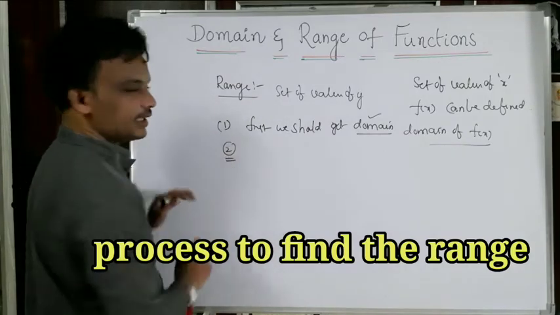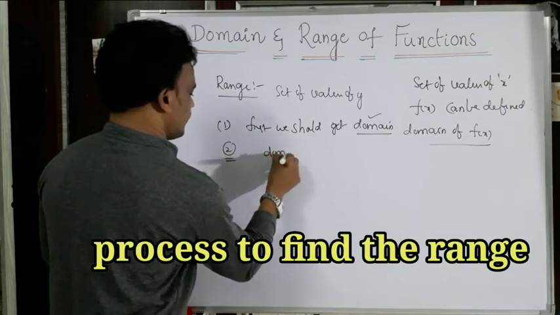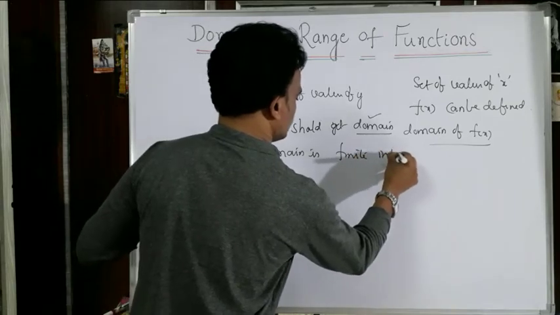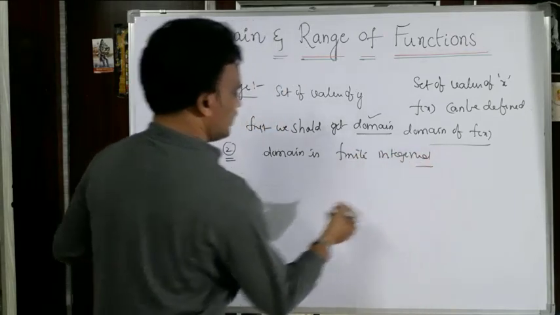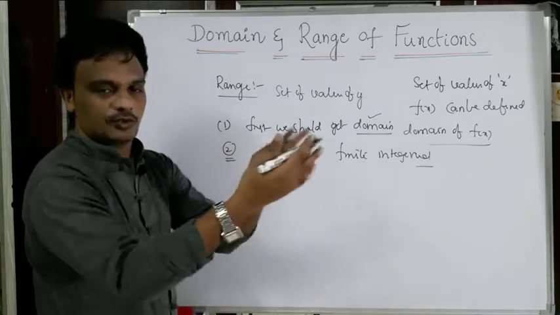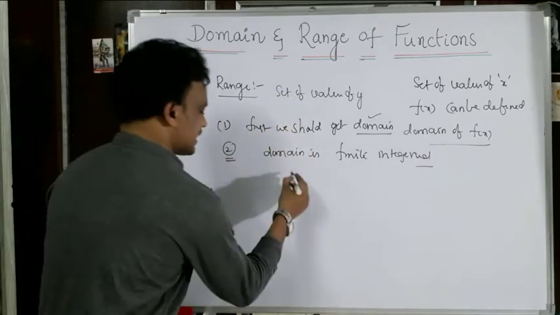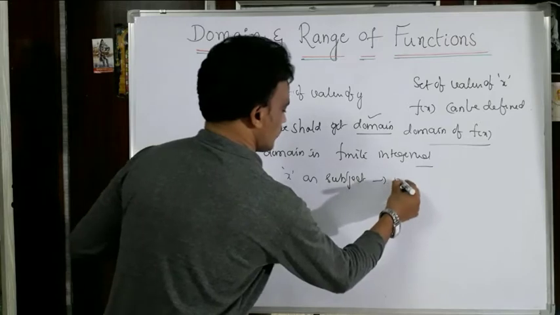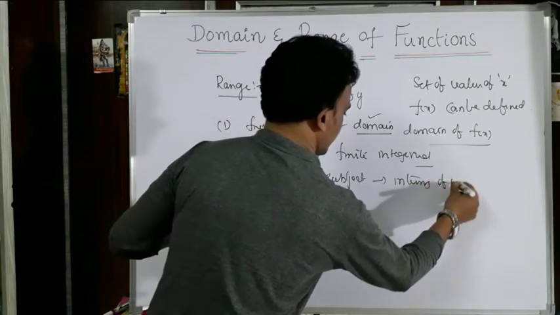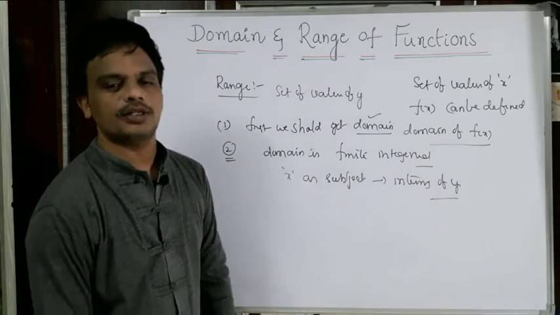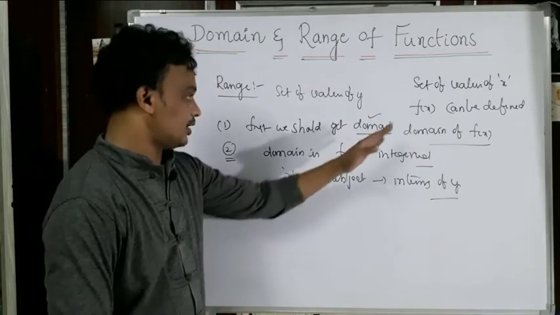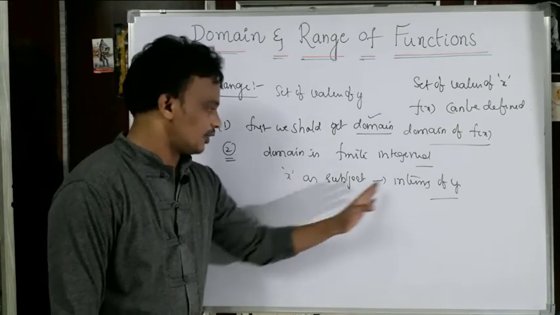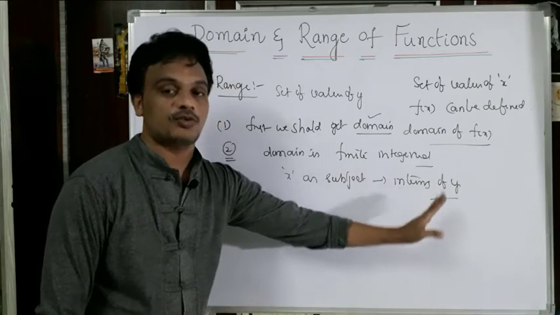And the second step is, suppose the domain is a finite interval. Now the function f of x, we are going to transform in terms of y, making x the subject. Then, where the function can be defined in the set of real numbers, for the existence of that, we should find what the conditions are in terms of y.